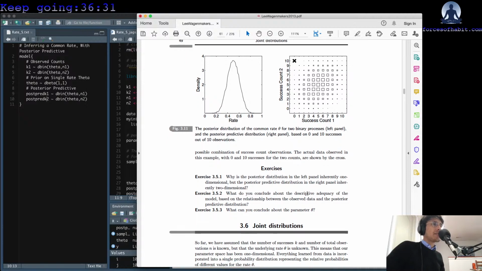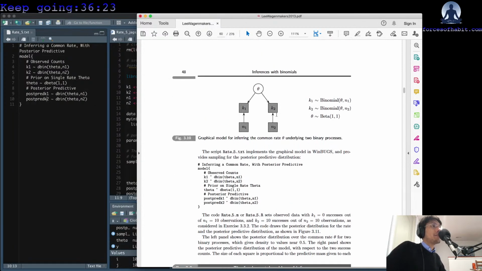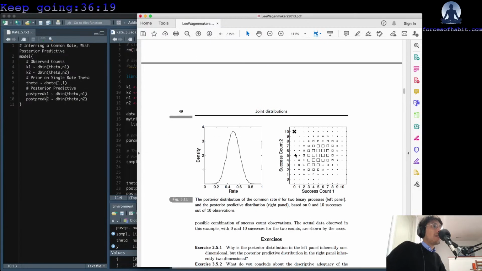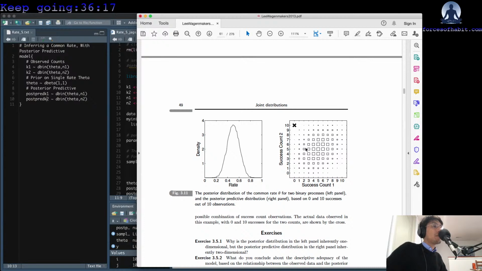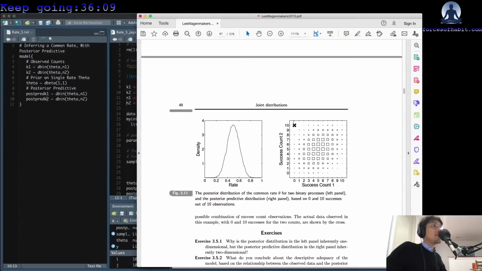Before I move on, the right panel is inherently two-dimensional because of these two distributions, right? We have two distributions, and we're doing predictive checks on both. You can imagine that the predictive check for one group, which had a high amount of successes, right? So group two had all success.